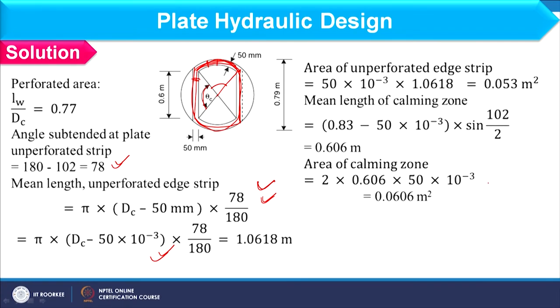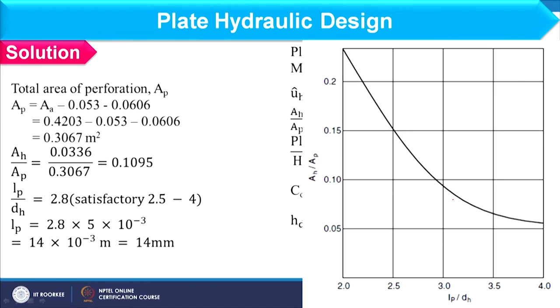So considering all these we can find the unperforated edge strip as 0.053. This is the area of the support ring, and this is the area of the calming zone. The addition of these should be deducted from the active area to find the perforated area, right? So AH by AP you can calculate, and it should come out as 0.1095, and so you can find LP by DH, okay. That is 2.8, which is falling within the range of 2.5 to 4, okay.